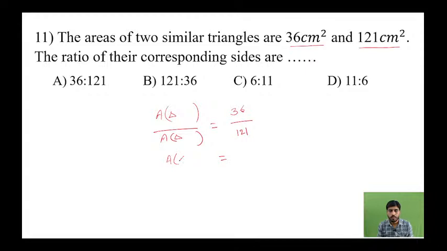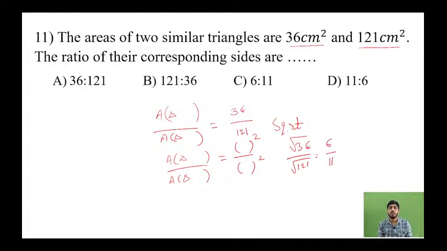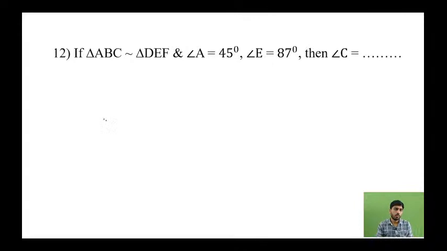We know that the ratio of areas of two triangles will be equal to the ratio of squares of their corresponding sides. So 36 and 121 are already squares, so we need to take the square root of both. By taking the square root of 36 and 121, we will get the ratio of their sides, which is actually 6 upon 11. So C is the correct option.